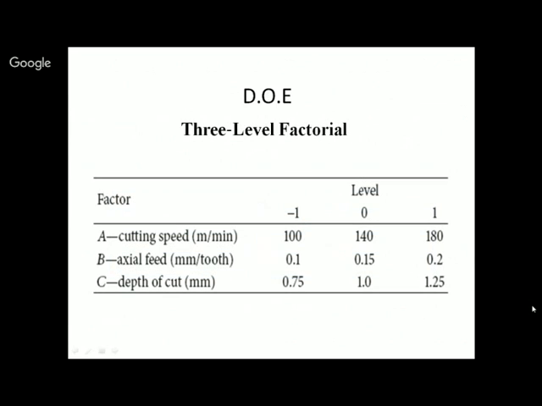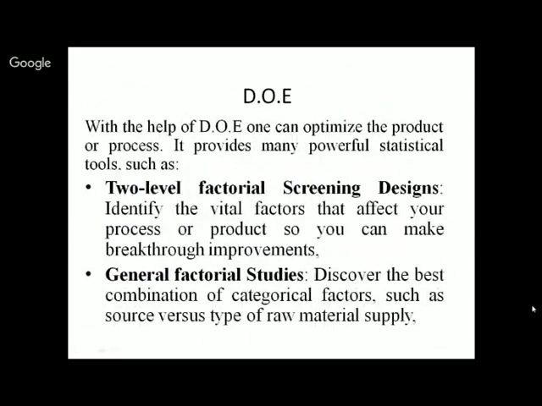And if it is 3-level, for example, in my case of mechanical engineering, CNC milling, there are 3 factors: cutting speed, feed, and depth of cut, and I have selected 3 levels: a minimum level, a maximum level, and a middle level. So this is a 3-level factorial problem. Design of experiments can optimize a process that is of 2 levels or of 3 levels.